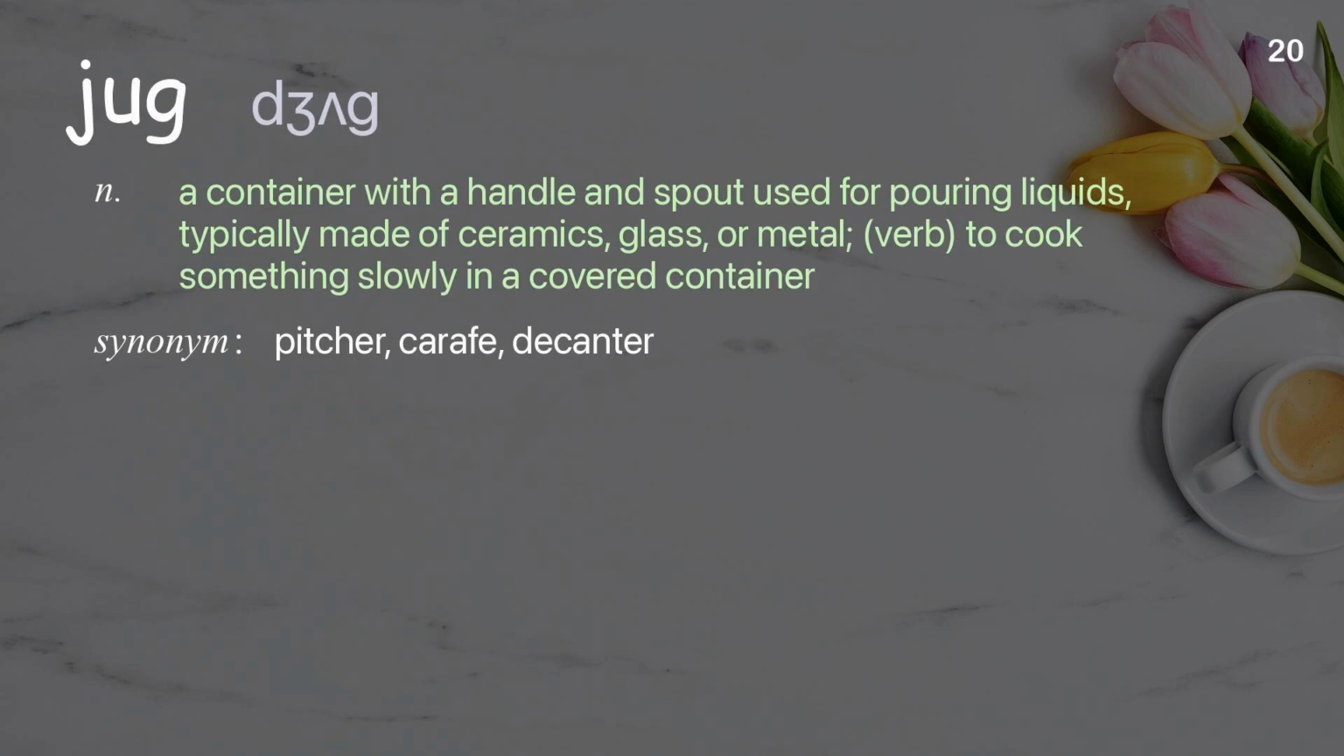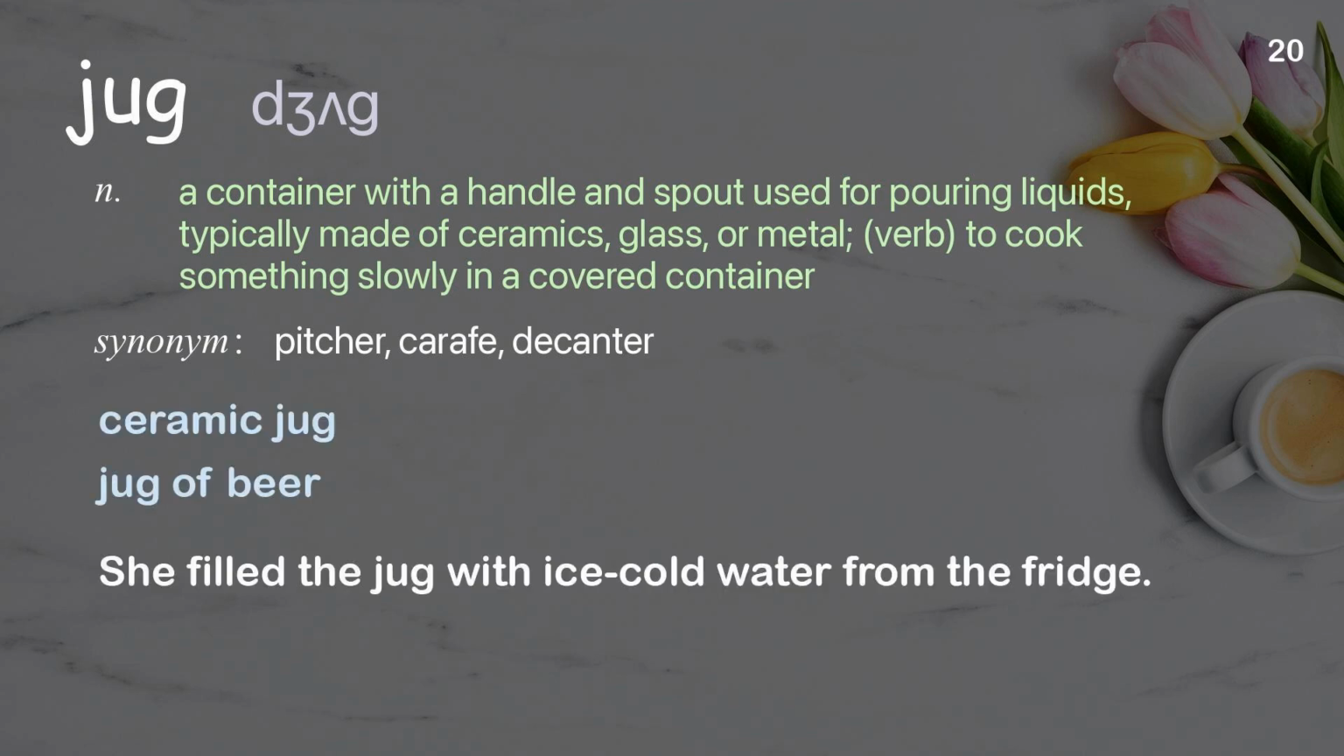Jug. A container with a handle and spout used for pouring liquids, typically made of ceramics, glass, or metal. Verb, to cook something slowly in a covered container. Examples: Ceramic jug. Jug of beer. She filled the jug with ice-cold water from the fridge.